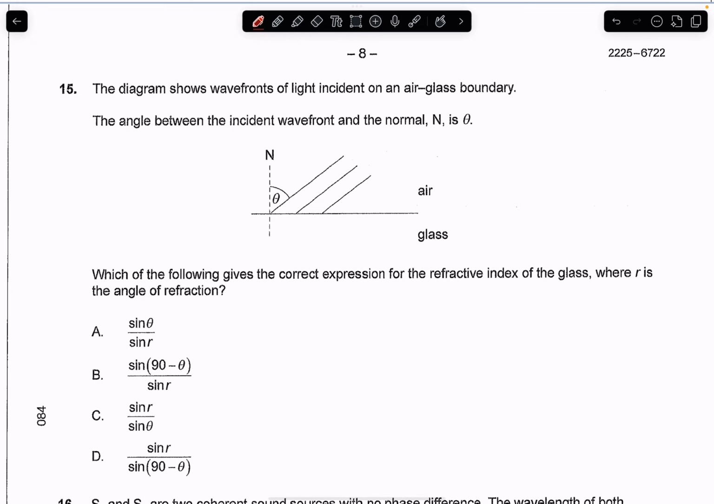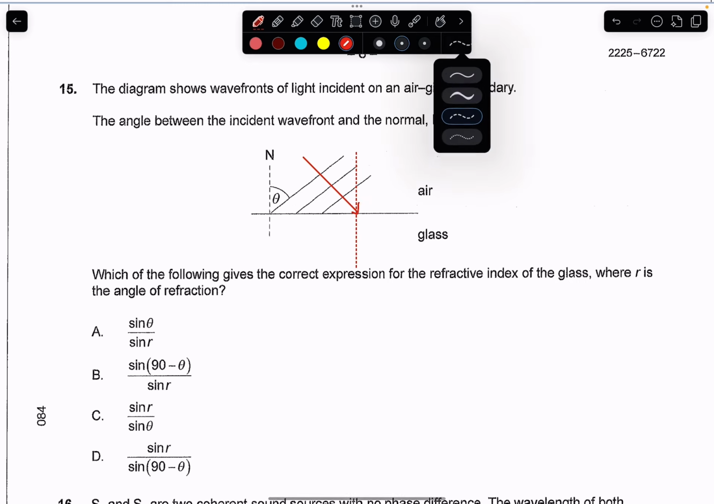So the first thing that I think of when I see wavefronts like this is that they're meant to represent a light ray. So if I had to visualize and draw, our incident light ray would probably be something like this. The next thing that I can do right after this is draw a normal line, because if a light ray is being reflected or refracted, I always have a normal line. So this is our normal line.